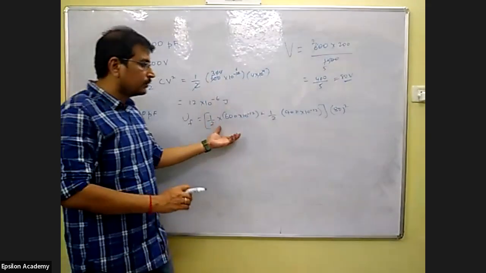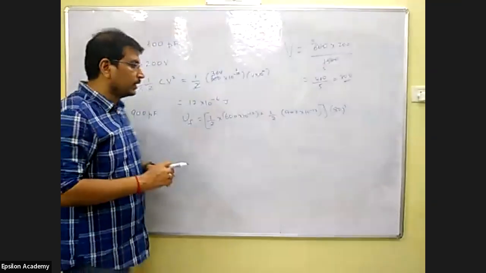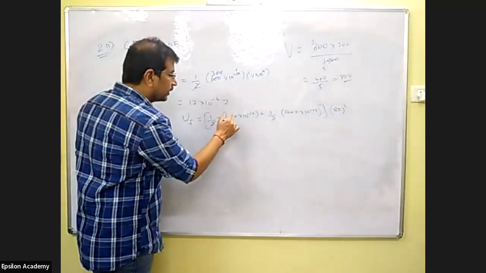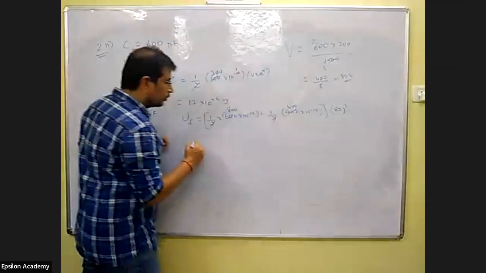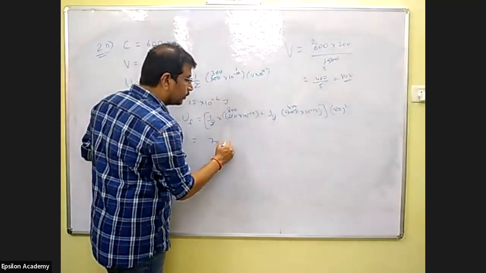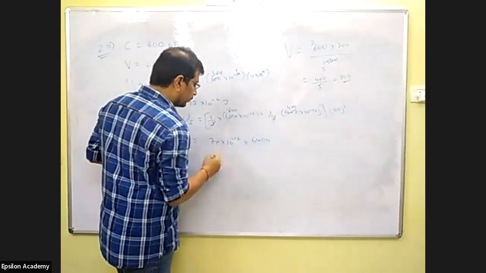But instead of writing half C1 V square plus half C2 V square, I took the V square common and wrote it at the end. So how much will you get? 300, and this is going to be 450. So 300 plus 450, 750 into 10 power minus 12 into 80 square, which is 6,400.